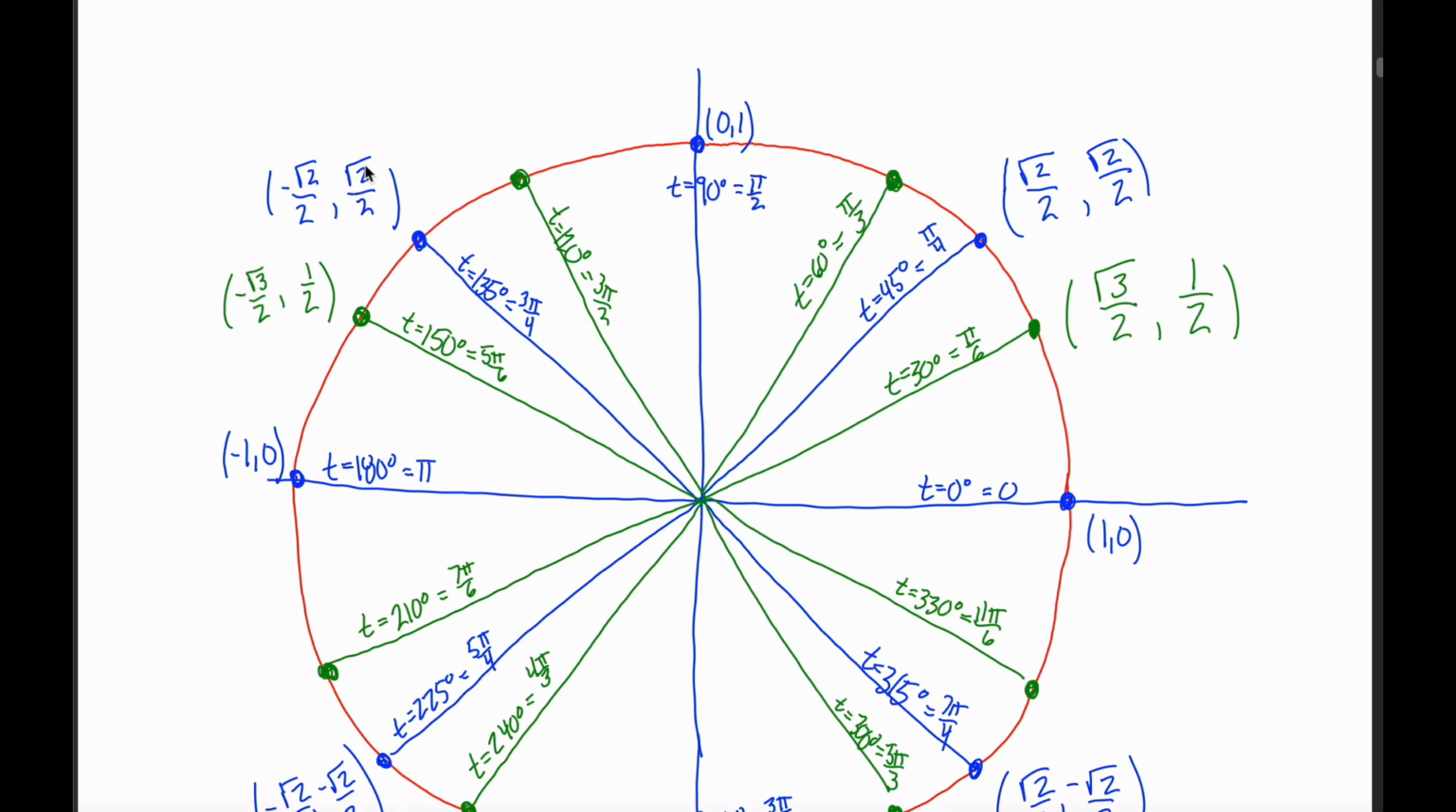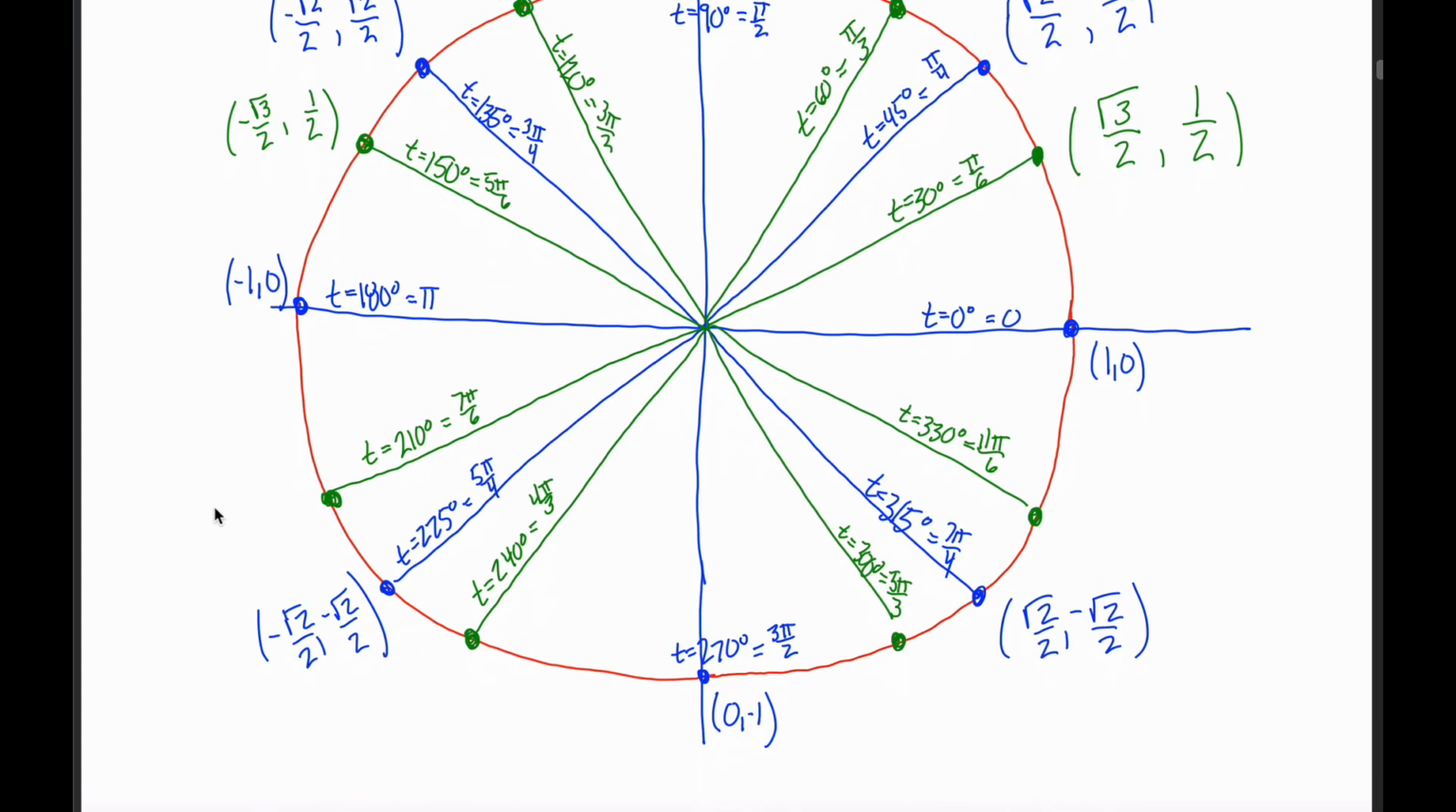Just like I can get this point in blue from this point in blue, I can get this point in green from this point in green. Similarly, I can get this point here and this point here. This guy has the same x coordinate as this guy, so negative root 3 over 2. And this guy's y coordinate is very similar to this guy's y coordinate, except it's negative, so it's negative 1/2. This guy has the same x coordinate as this guy, so it's root 3 over 2. And this guy has the same y coordinate as this guy over here, so it's negative 1/2.